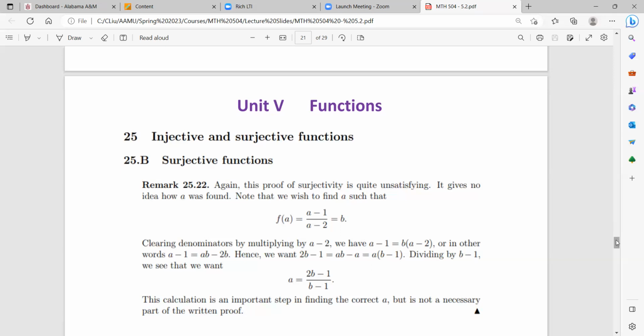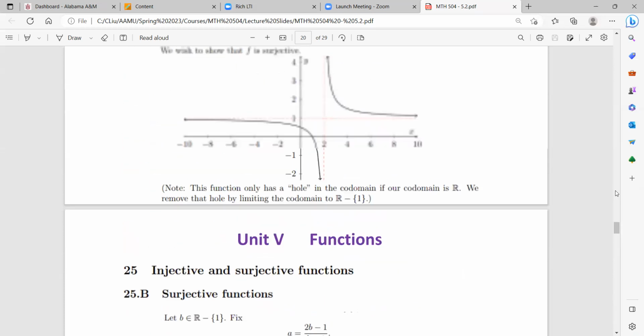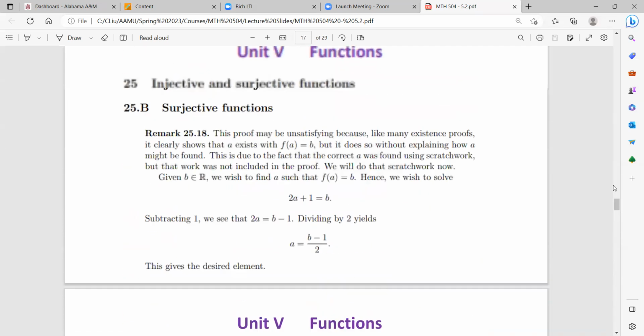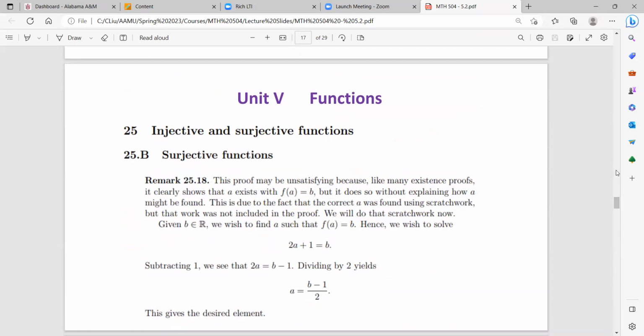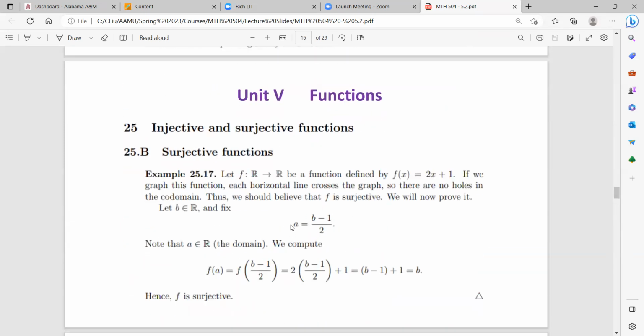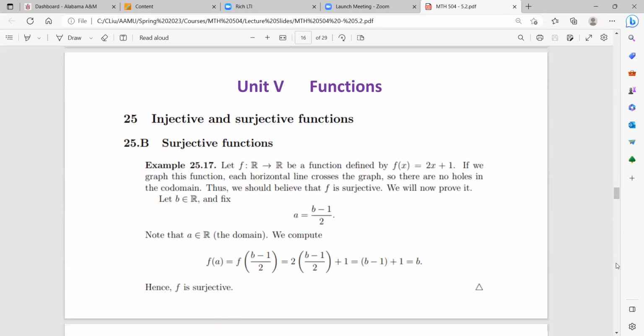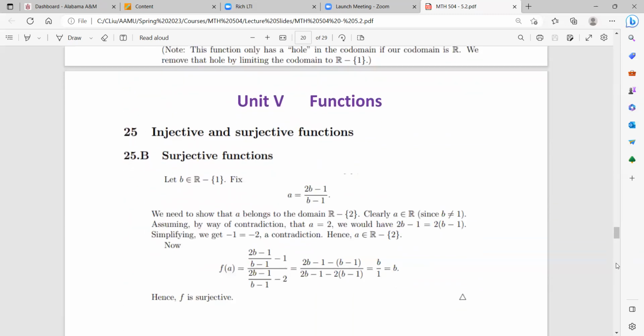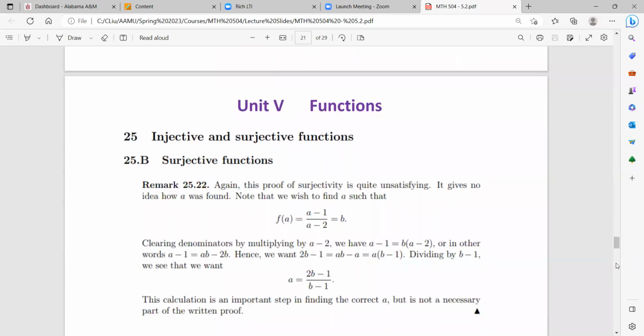By the way, these steps are not necessarily written in the proof. In the example, we didn't actually write these steps, and in another example we did before, we also didn't show all these steps. That's the example 17 here. So that's another example of a surjective function.